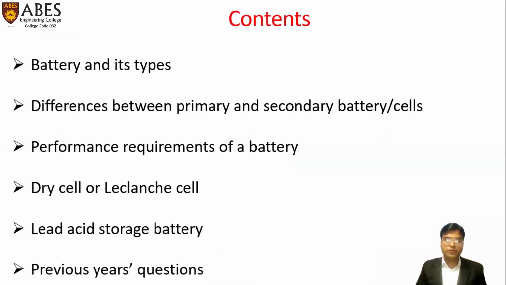These are the contents of today's lecture. First we shall define what is battery and we will discuss about its types. After that we shall highlight the differences between primary and secondary cells. We shall focus on the performance requirements of a battery for its commercial applications. After that, we shall discuss the construction and working of dry cell and lead acid storage battery. And at last, we shall discuss some questions which have appeared in previous year's exams.